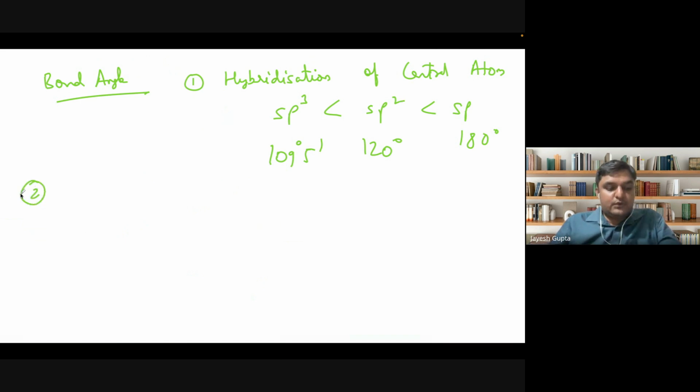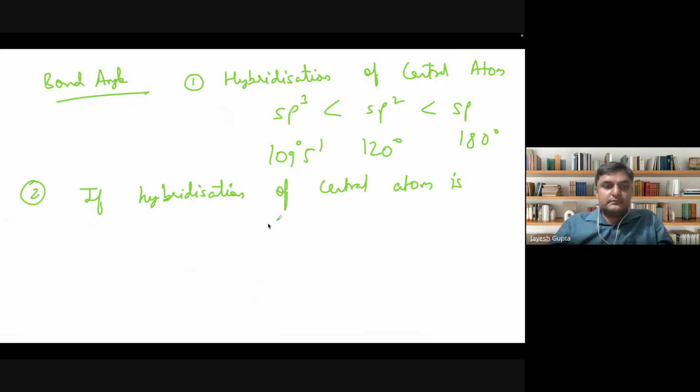The second point you have to look for: if the hybridization of the central atom is the same, look for lone pairs.